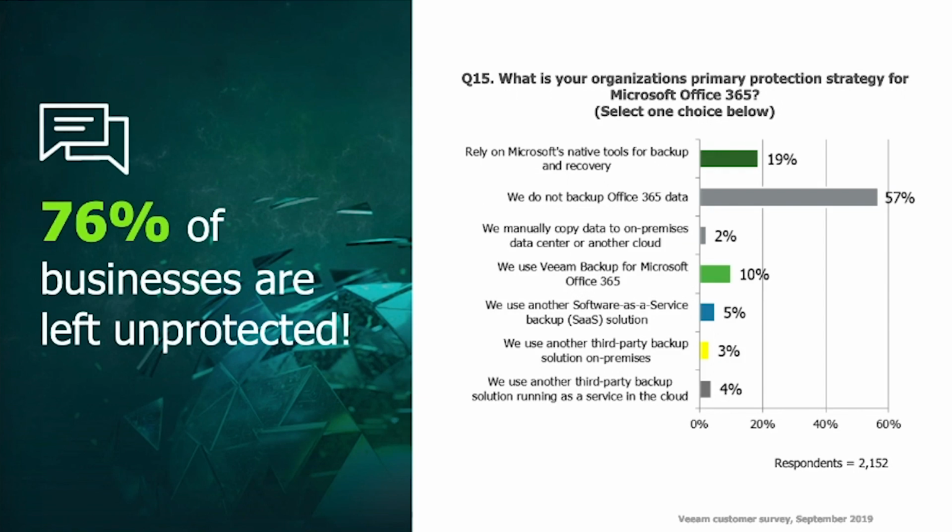Another question we get is, what is your organization's primary protection strategy for Office 365? What are you actually doing to make sure that your Office 365 data is protected? And it was pretty stunning that we've seen that 76% of businesses are actually left unprotected. So we asked the question, do you rely on native tools, which was 19%? We do not back up Office 365 data, which was at 57%, which is basically an admission that what Microsoft provides doesn't meet their requirements, but they still do not have a backup of Office 365. So that was a pretty stunning revelation.